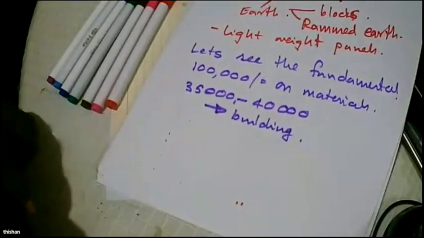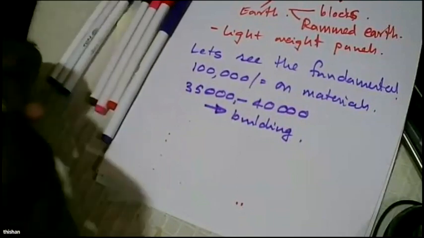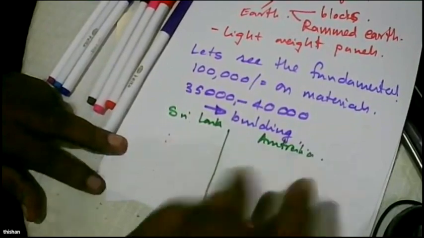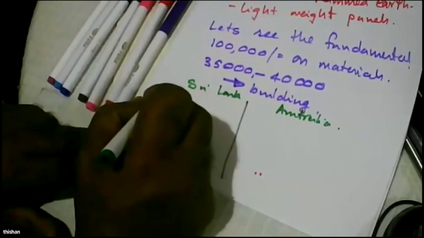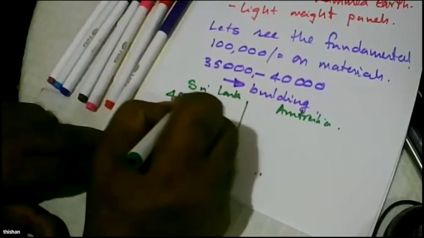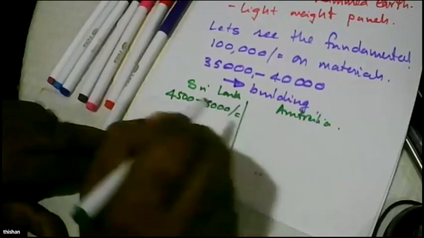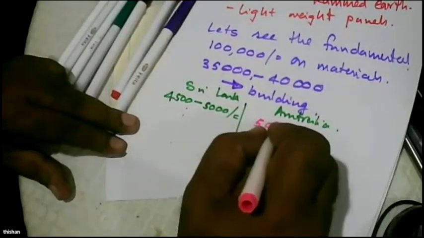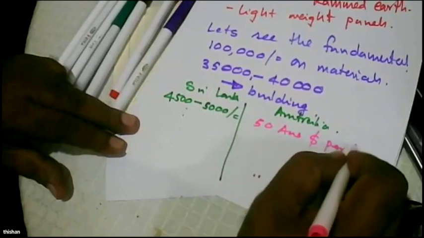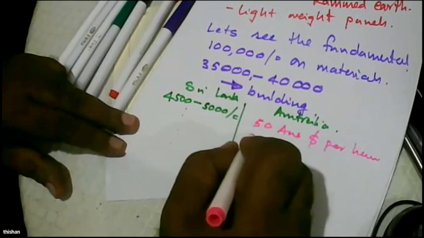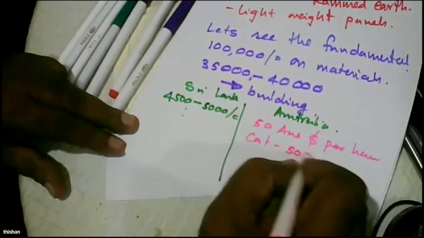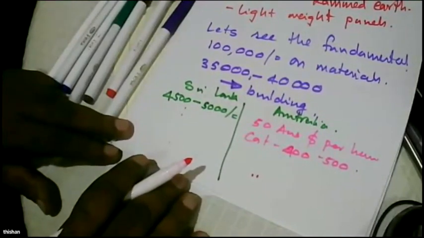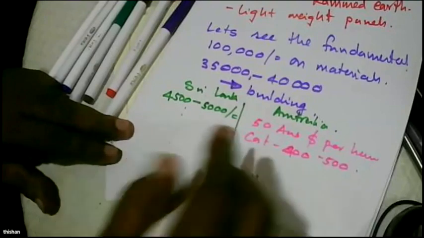And if you compare this with Australia and Sri Lanka, in Sri Lanka, one day labor is 4,500 to 5,000 rupees. I'm talking about skilled labor. In Australia, the minimum payment for skilled labor is $50 per hour. So the cost can be $400 to $500 because you have to pay for insurance. So many other charges are there. Social security insurance, there are so many charges. So it can be $400 to $500. So rupees 100,000.